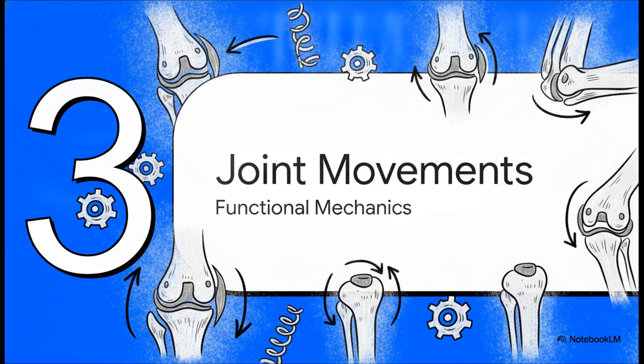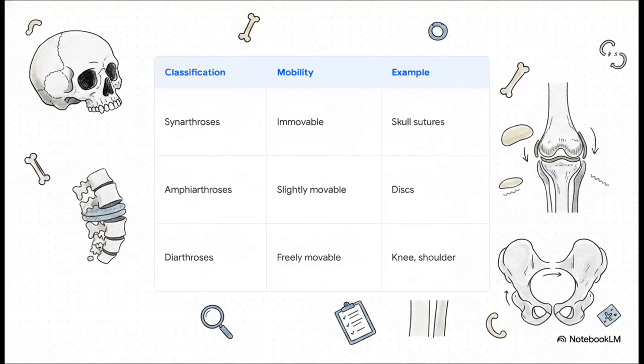Section 3, Joint Classifications and Movements. Joints are classified by how much they let you move. Synarthroses are totally immovable, like the sutures in your skull. Amphiarthroses are slightly movable, like your intervertebral discs. But the ones you'll be coding the most are diarthroses, or synovial joints. These are your freely movable joints, like your knee, shoulder, or hip, which contain cartilage and synovial fluid.